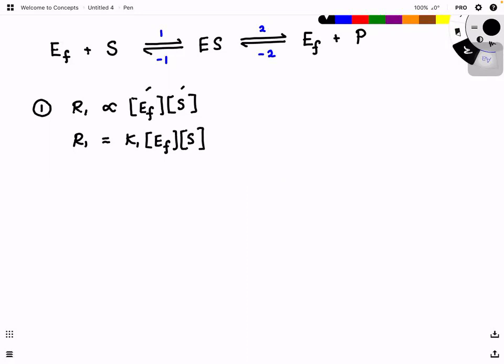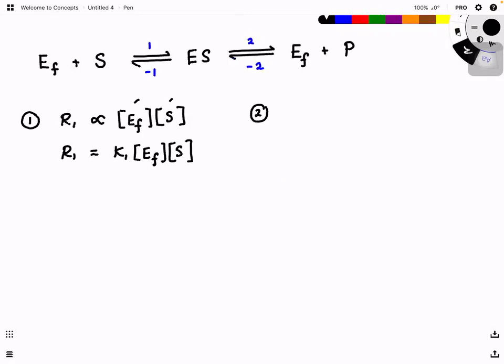So let us look at reaction number 2. If you look at reaction number 2, how fast I can form product actually depends on how fast I have the ES complex or not. So the rate of reaction for equation number 2 is actually proportional to the enzyme substrate complex concentration. So it means that rate number 2 will equal the rate constant 2 multiplied with the ES complex.